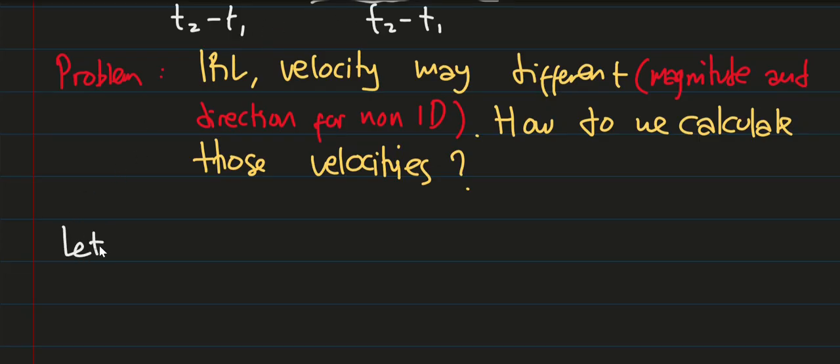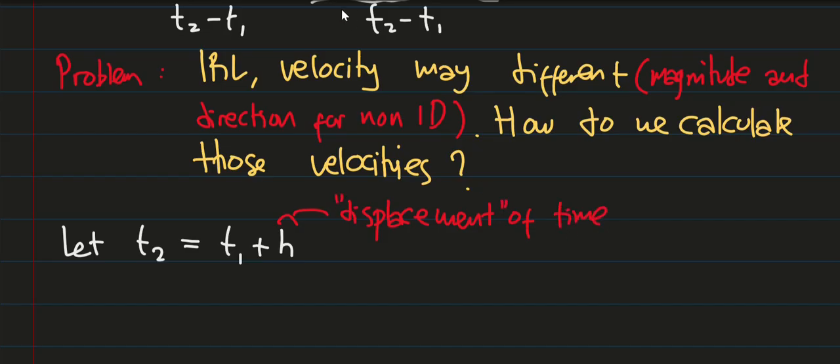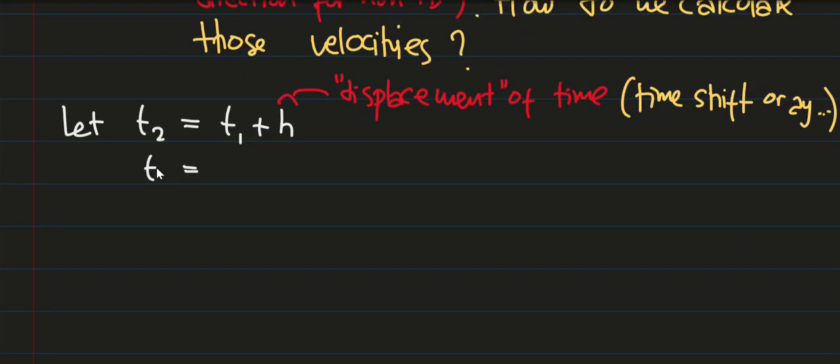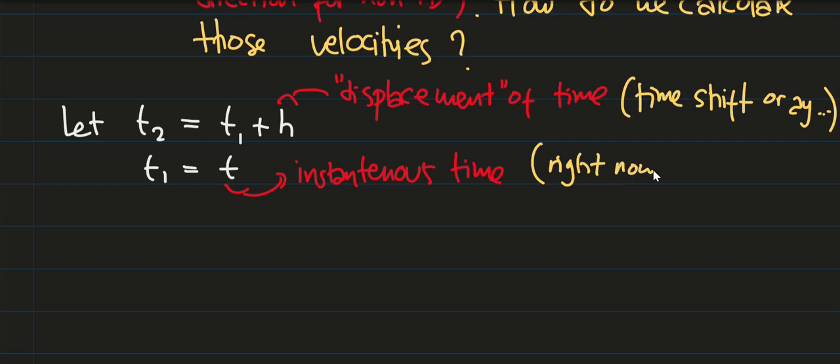To answer this question, let t2 become t1 plus h, where h is some kind of displacement of time, or we just call it a time shift. Next, I will define t1 as t, which means t is now the instantaneous time, or we just call it the right now time.